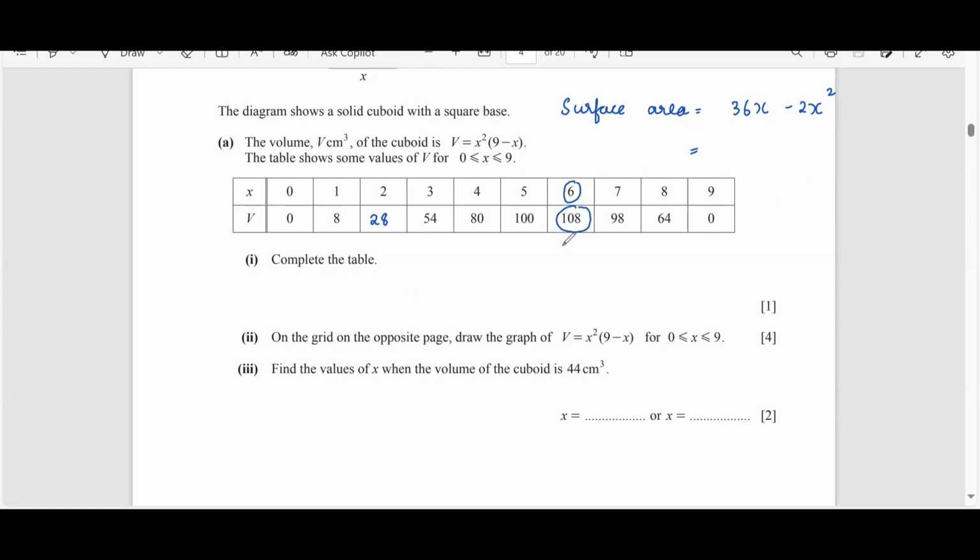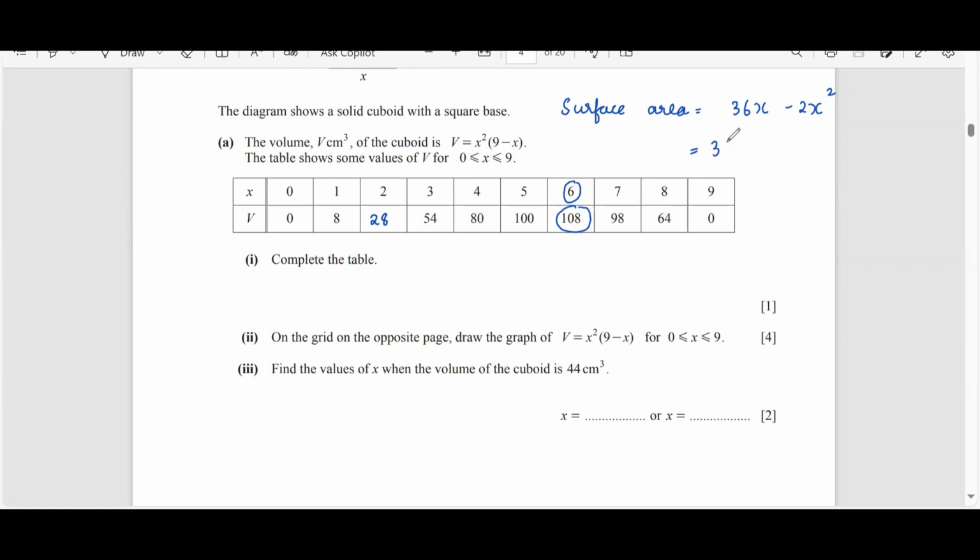It was given that the volume is maximum. What is the surface area when the volume is maximum? So check the table here. The volume is 108, and 108 is the maximum value. And when is the volume maximum? When x is equal to 6.